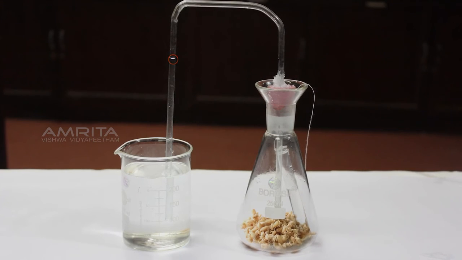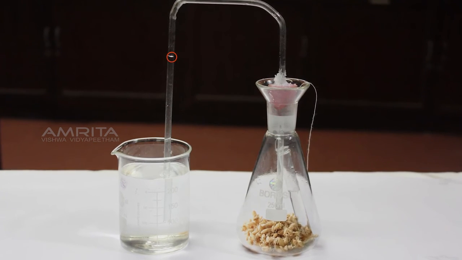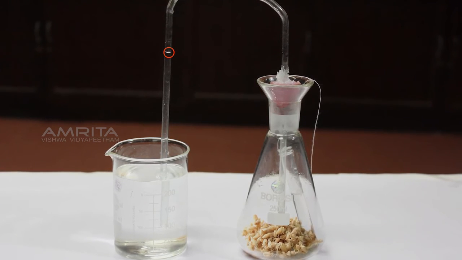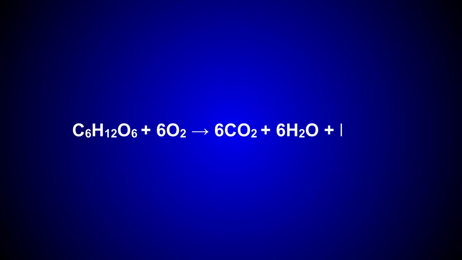But in the case of wheat grains, the rise in water level is greater because they use carbohydrate as respiratory substrate. When carbohydrates are used as substrate, equal amounts of carbon dioxide and oxygen are evolved and consumed.